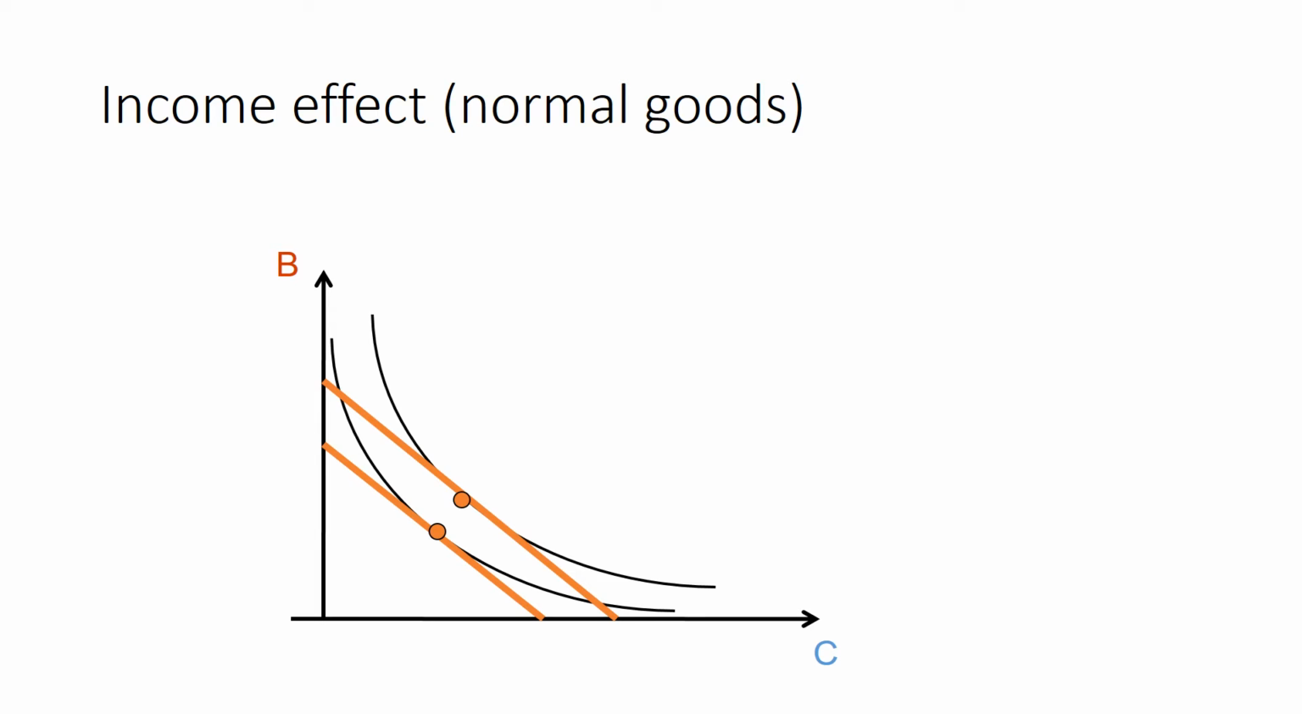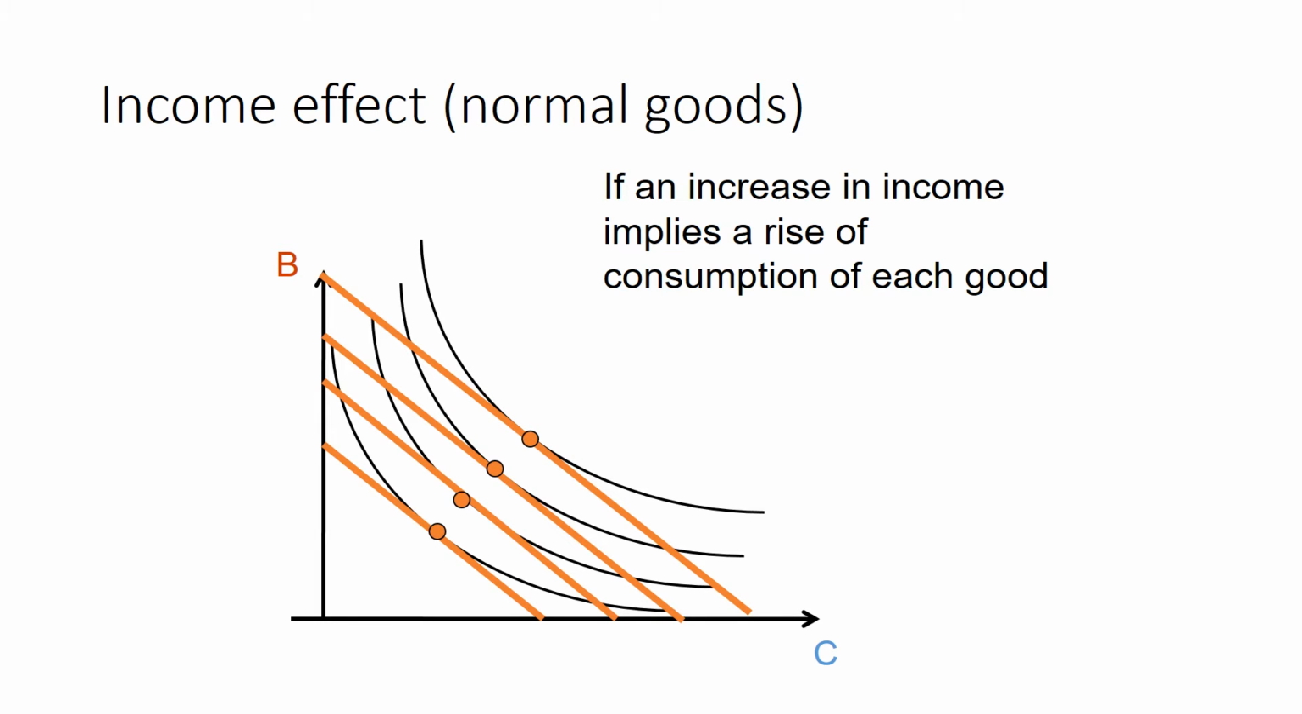This leads us to this definition of what normal goods are. If there's an increase in income, if that implies a rise in the consumption of each good, then we're going to say that goods B and goods C are both normal goods. So normal goods are goods such that the quantity demanded increases when income increases.